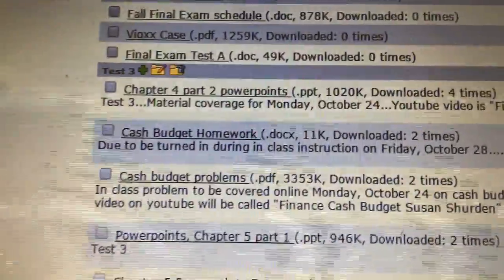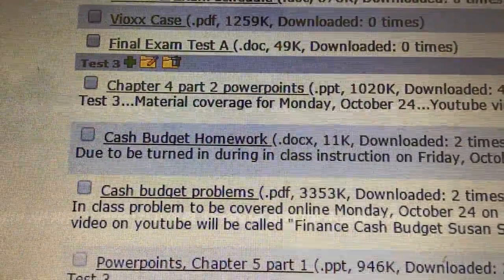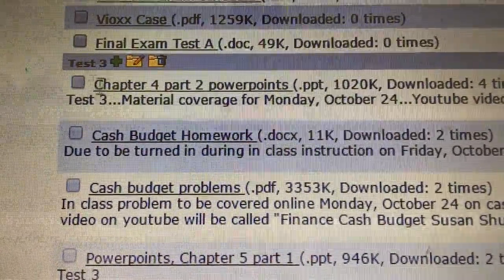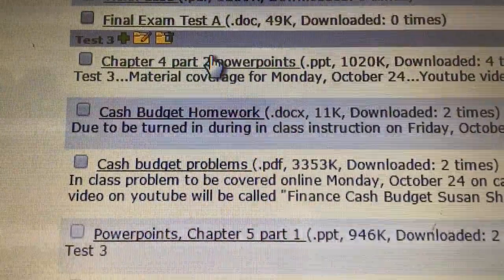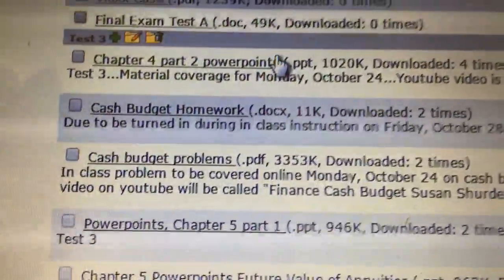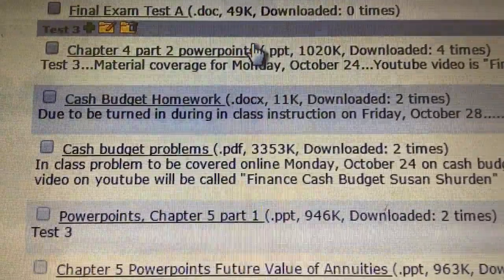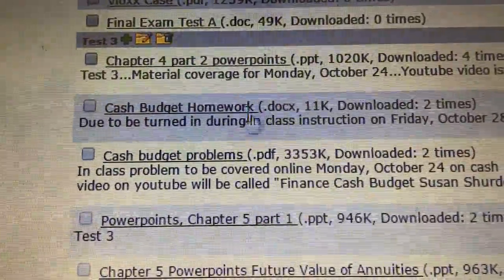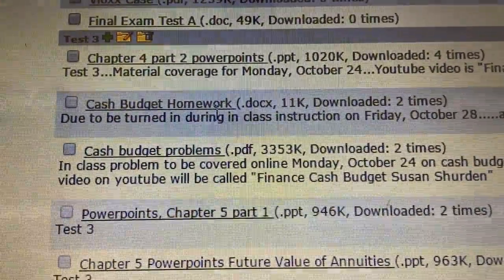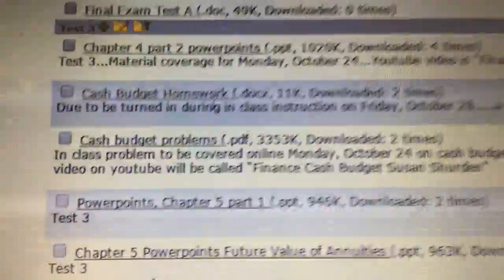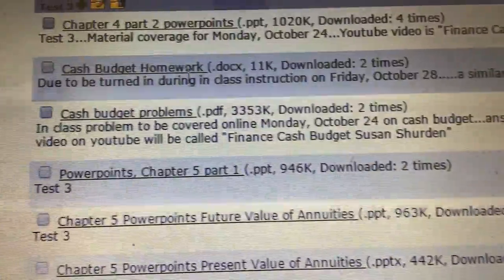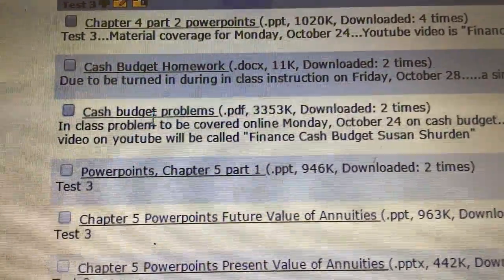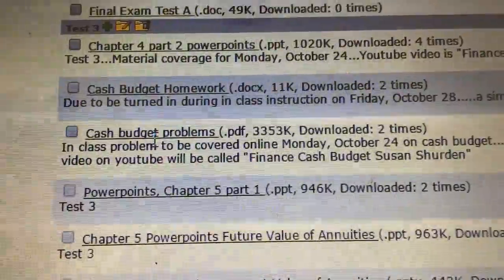Okay, if you'll go to Test 3 material under your Handouts tab, the first three items would be what you need. You have Chapter 4, Part 2 PowerPoints, because we went over Part 1 with depreciation. There's a little bit I may come back and catch in Part 1, but I've removed it for the time being. You also have your homework problem that you need to pull up, and that will be submitted in class on Friday. My husband will be there Friday, October the 28th, for you to submit that. And then the problem we'll look at today is called Cash Budget Problem, and it goes along with the PowerPoints.